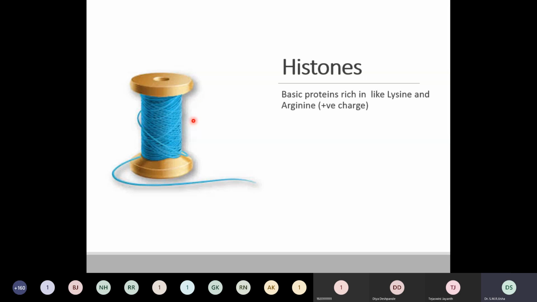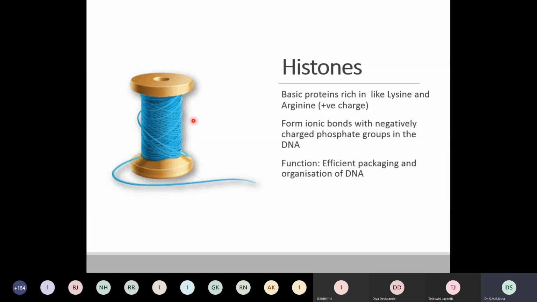The histones are basic proteins which are rich in basic amino acids like lysine and arginine. They are positively charged. So they form ionic bonds with the negatively charged phosphate groups of the DNA. This helps in efficient compaction and packaging. The function, as you all know, is efficient packaging and organization of DNA into chromosomes.